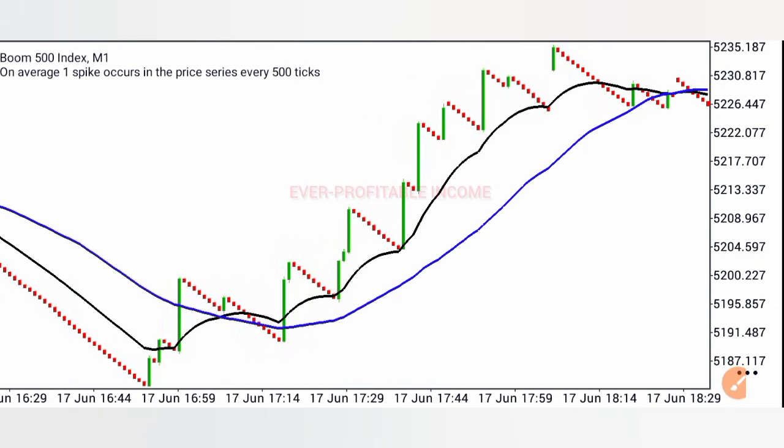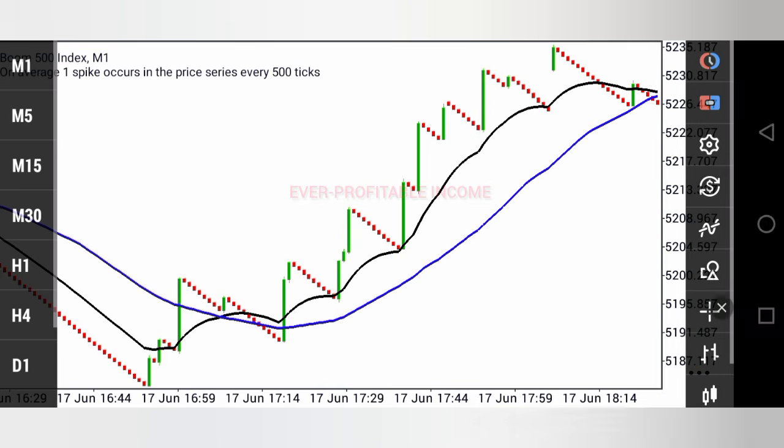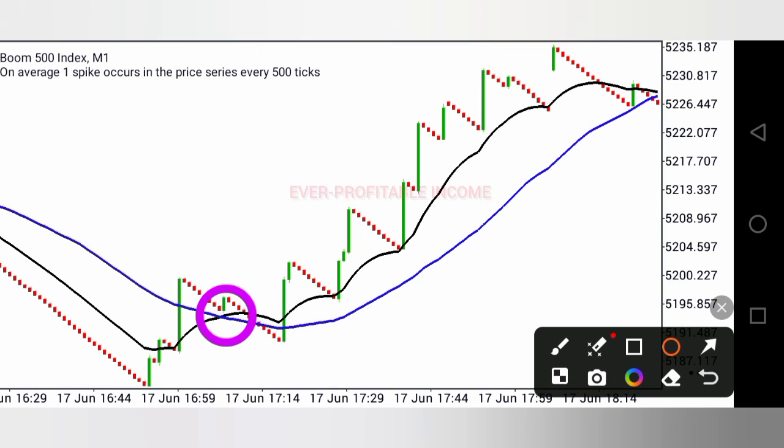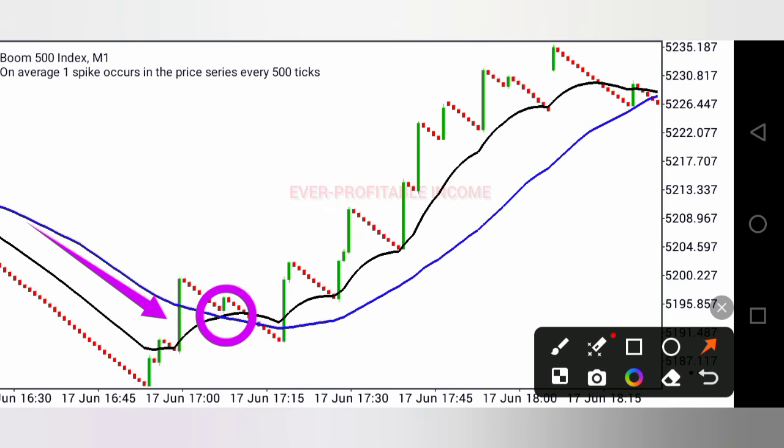Now look at it right here again. Can you see that interception? That cross between the blue and the black moving average, the simple moving average and the exponential moving average. And when that cross happened, you can see that initially it had been trending downward. There's no cross, but when it intercepted, it changed direction and started going upward. And you can catch a whole lot of spikes, guys.